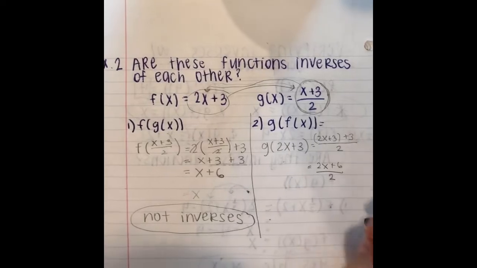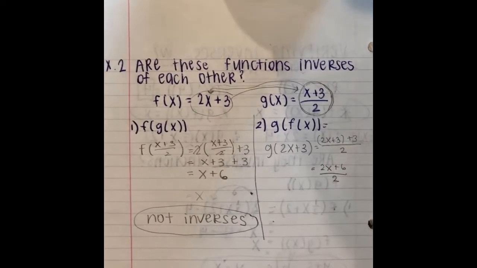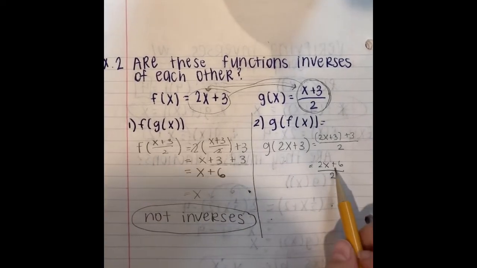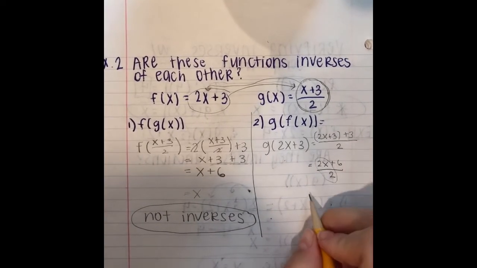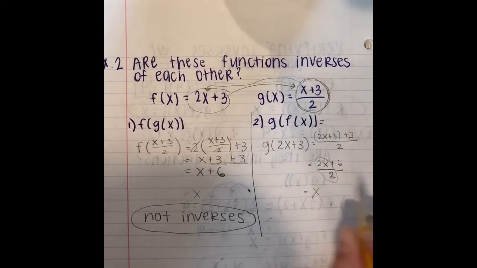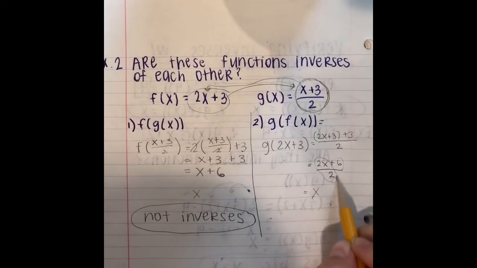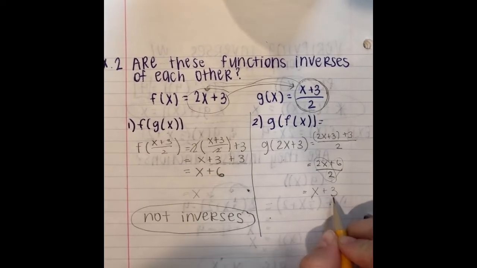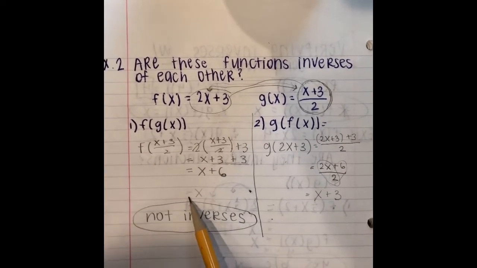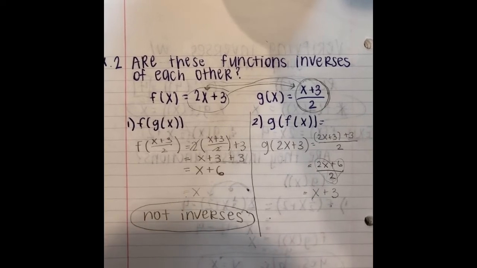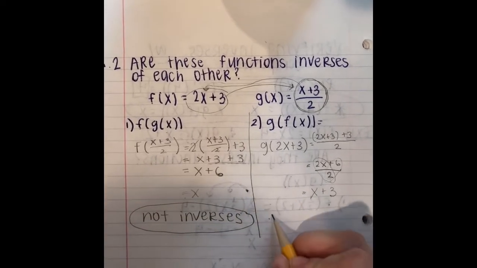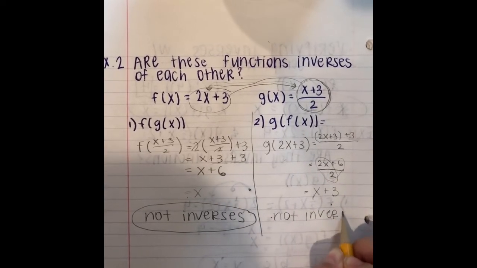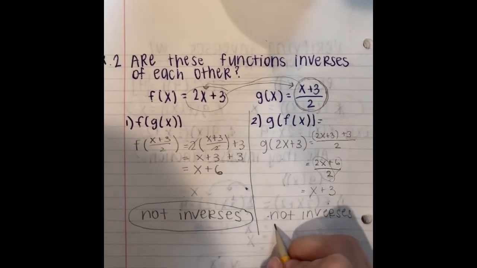Okay, this does simplify. Oh, I lost my pencil. All right, so it does simplify. 2x divided by 2 would give us 1x, and positive 6 divided by 2 would be plus 3. Once again, we don't end up with it just equal to an x, we end up with an x plus 3, where here it is x plus 6. Either way, these two functions are not inverses.